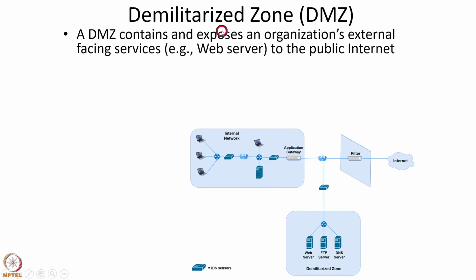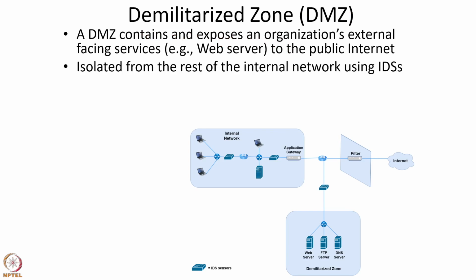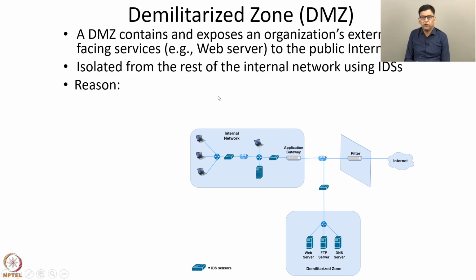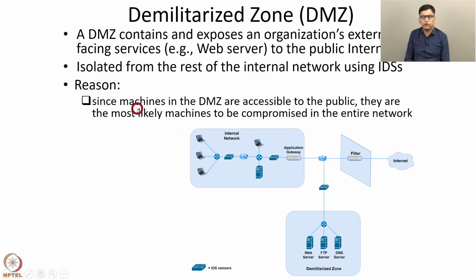A demilitarized zone contains and exposes an organization's external facing services, for example, a web server, to the public internet. It is isolated from the rest of the internal network using IDSs. So for example, we can see that this DMZ is isolated from this high security region via this IDS sensor and this IDS sensor. So what is the reason for such isolation? The reason is that since machines in the demilitarized zone are accessible to the public, they are the most likely machines to be compromised in the entire network.